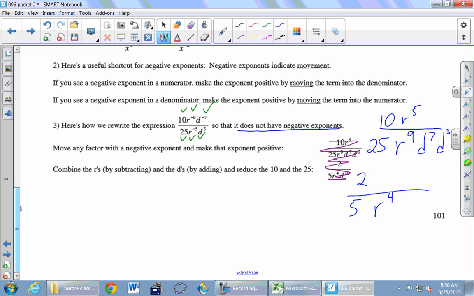And then for the d's, what do I do with the 7 and the 3? We're going to add those up, and we get d to the 10. So that's our answer right there. Positive exponents, completely simplified. Questions on that one?